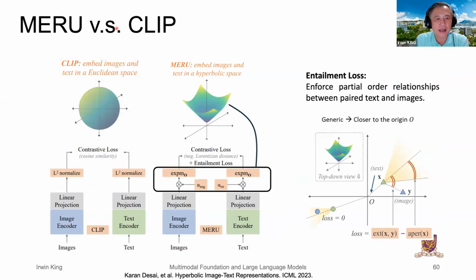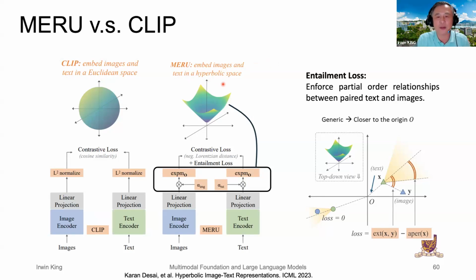And with this property, it turned out that we have tested, it's good to be utilized to represent hierarchical information. Now, CLIP and MERU are the two ways to incorporate images and text. CLIP is used in Euclidean space, but MERU embeds images and text in a hyperbolic space for hierarchical information and hierarchical image processing.